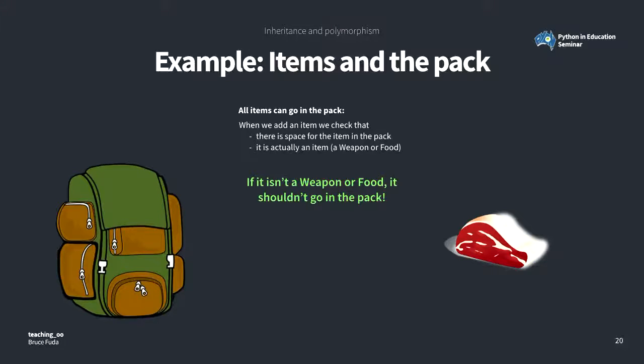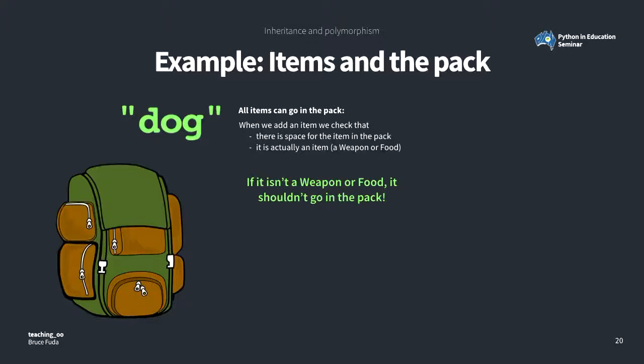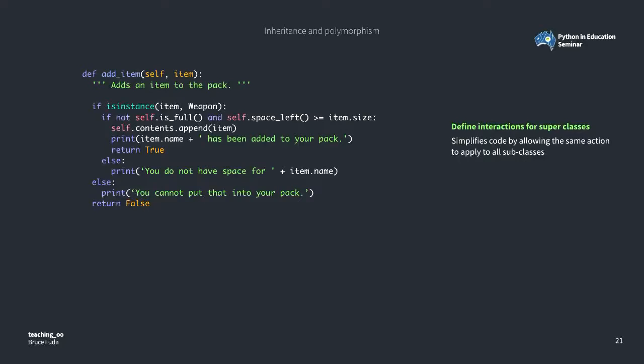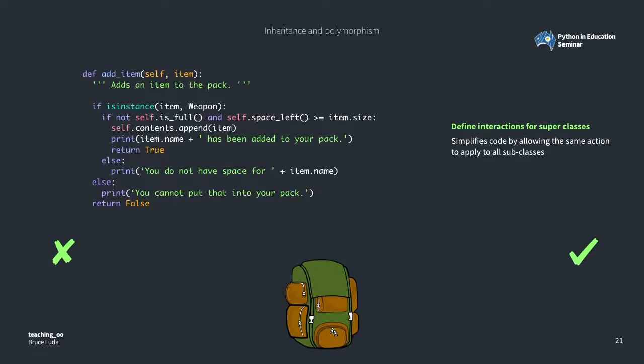So our sword can go in, right? Our saber can go in, our steak can go in. But if we try to put a string in, we want to make sure that that doesn't go in there, and we want to make sure that we don't let integers in there too, because they're not items. So we define our interactions in the superclass that we want to add all items. This is a pack, and in our pack, what we're going to do is come up with this kind of add item method that will allow us to add an item to the pack if it's allowed to be added, or will not add it if it's not.